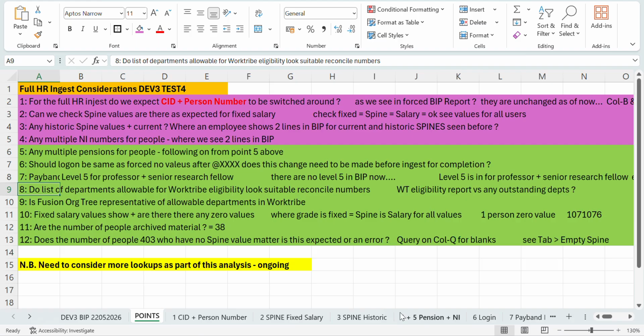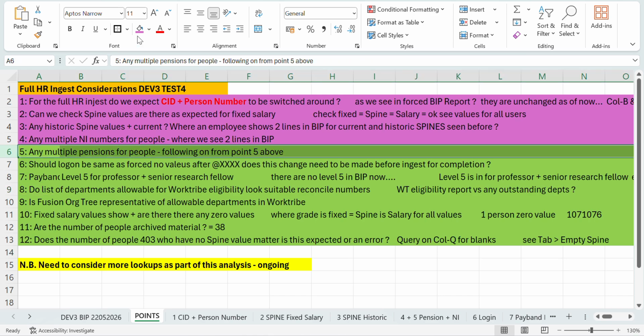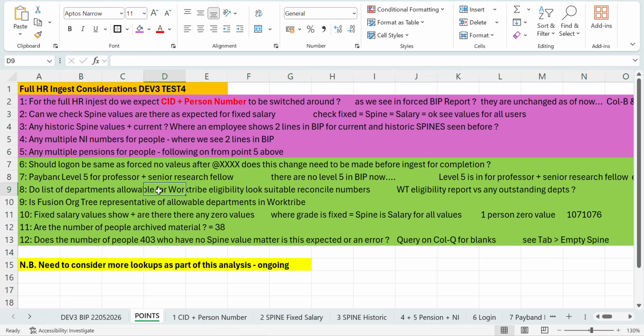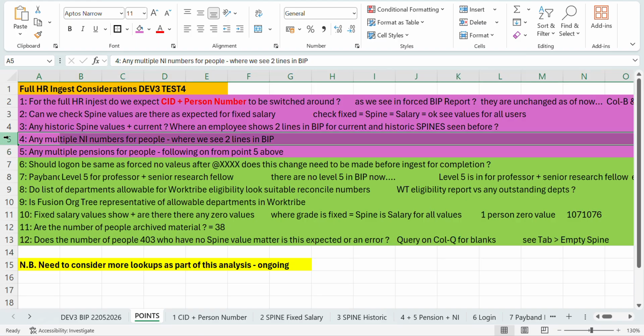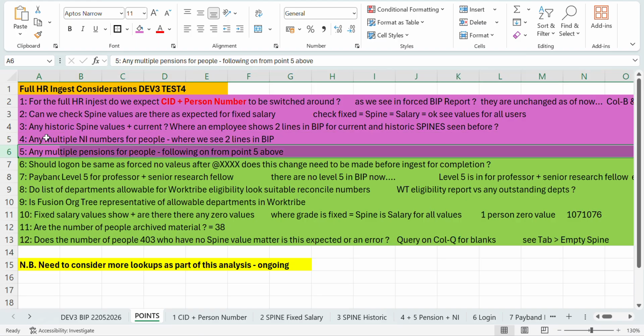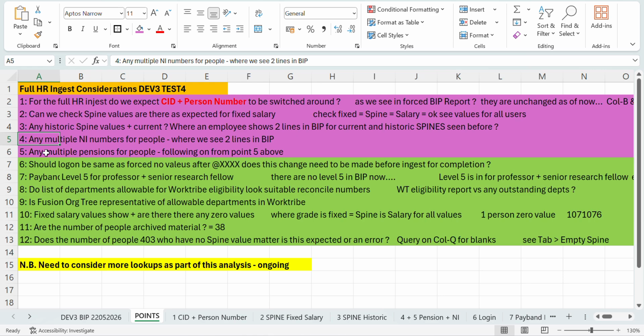So we'll come over and we're going to do it in conjunction with point number 5, just because they're kind of grouped up together. So are there any lines where we see multiple national insurance number for people? And are there any occasions where we see multiple lines for people having multiple pensions, like a USS and SOL? What is coming into the BIP report? Because we know what will be ingested into Worktribe will be 1 national insurance number, 1 pension. So if they've got 2 lines, both of those are not going to be ingested into Worktribe.